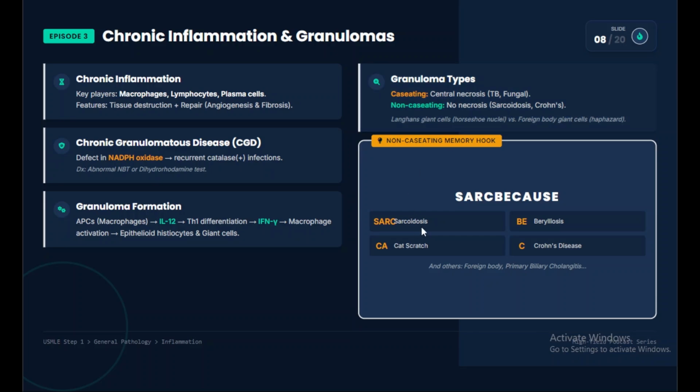Now, there is a mnemonic for that: SARC B CAUSE. From SARC we mean sarcoidosis, from B we mean berylliosis, from CA we mean cat scratch, and C means Crohn's disease. Anyways, so this is it for chronic inflammation.